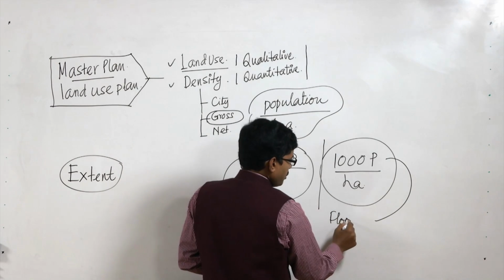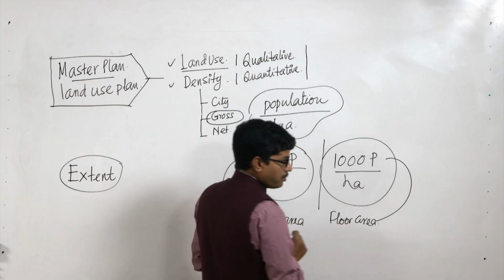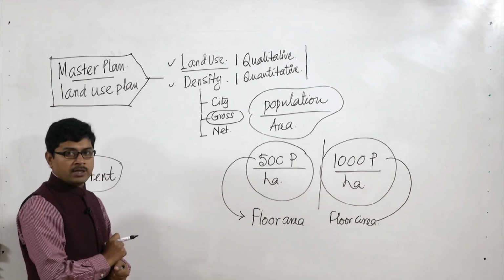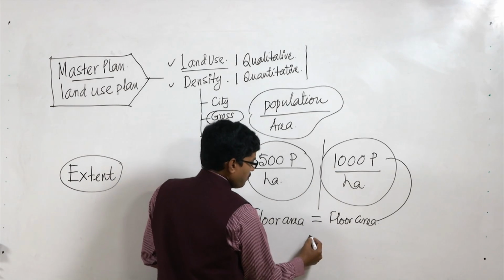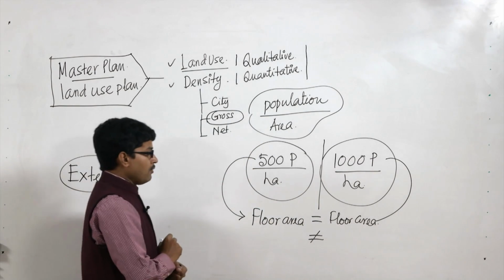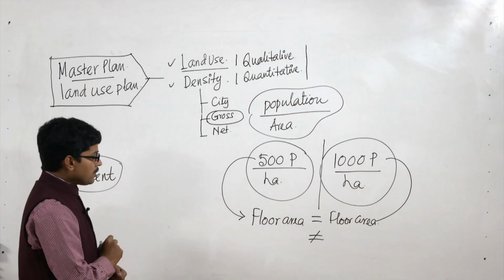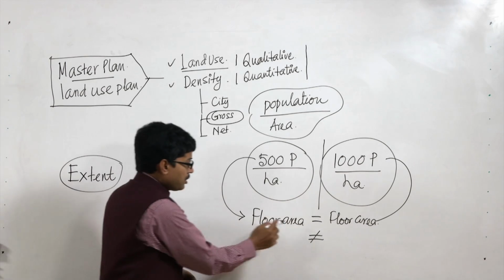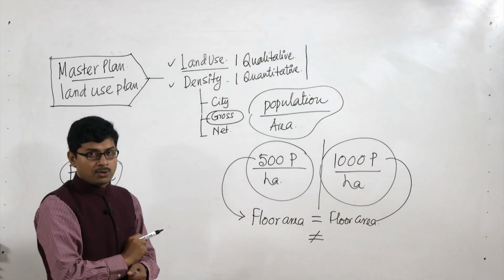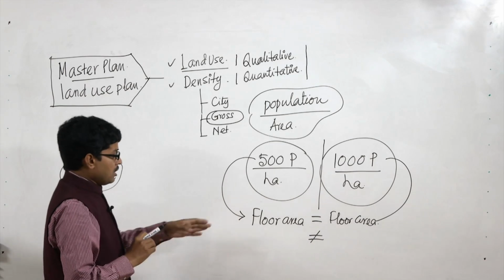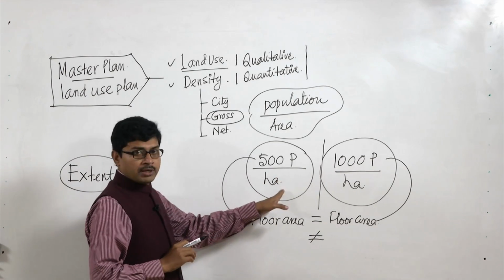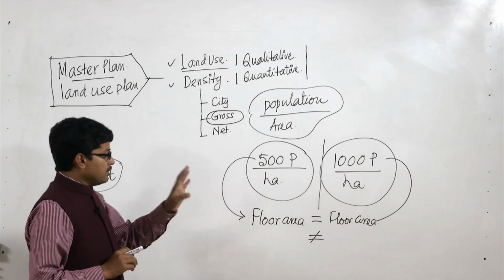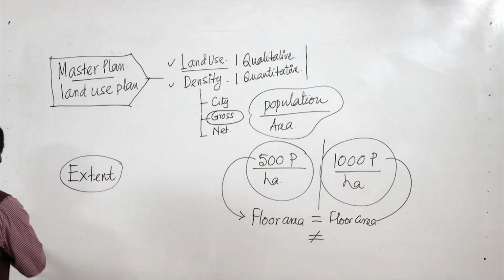Definitely, to accommodate 500 persons and 1000 persons in a housing project, the floor area could be equal or may not be equal. If the floor area is equal, then the per person floor area will definitely be less, and if it is not equal, then the per person floor area could be equal. So based on the floor area per person, the total floor area required for a particular density may vary. For example, let us take a very nice example.